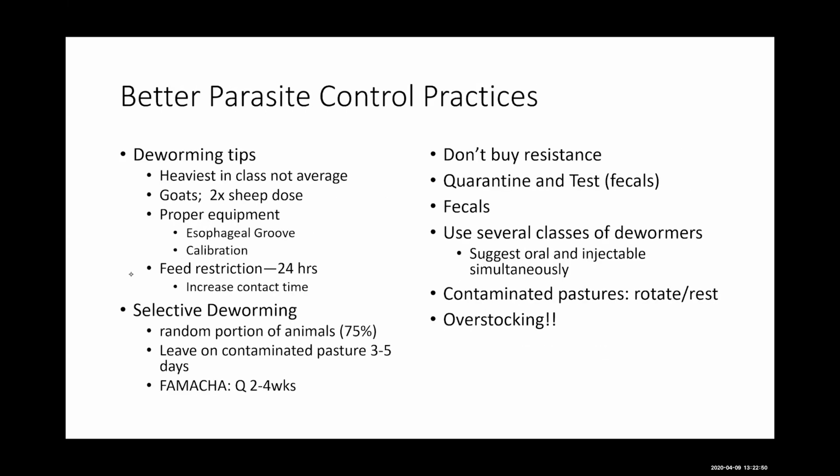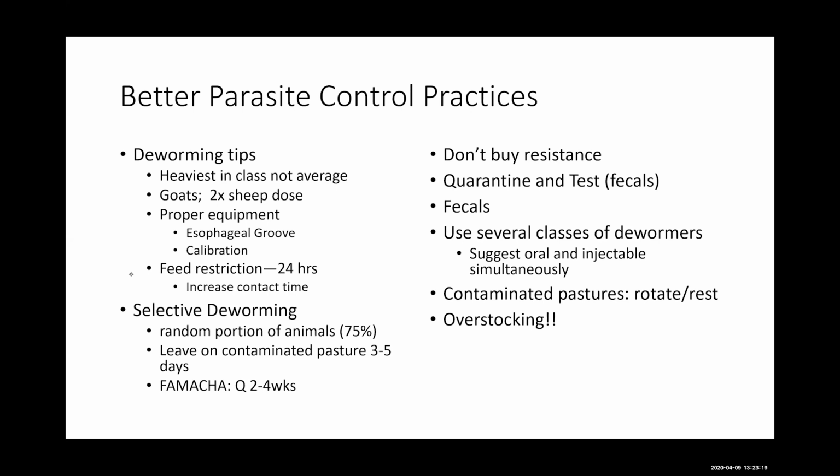So some better practices to use, I think, in terms of parasite control: if you're going to treat and you're trying to do your guessing, the best bet is to have a scale, but treat for the heaviest animal in the class, not the average. You're better off to overdose them a bit than to underdose them. Goats, again, heaviest class, 2x the sheep dose. Make sure you have the right equipment for dosing it.